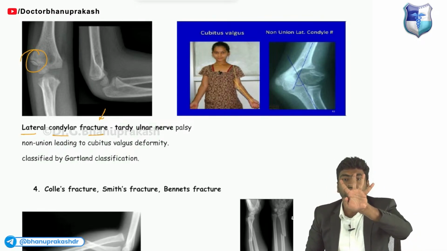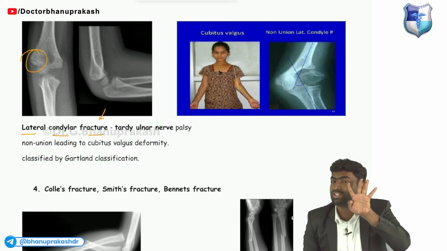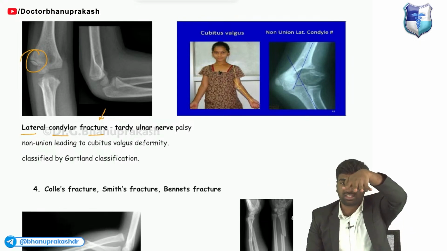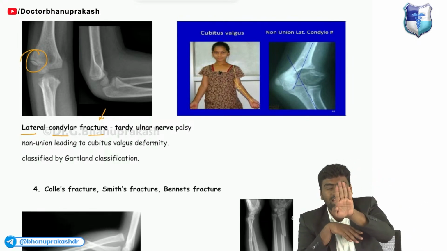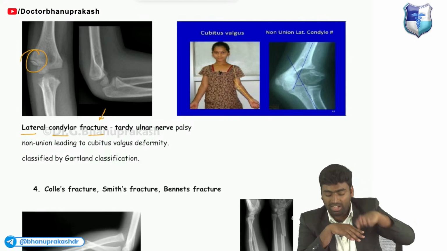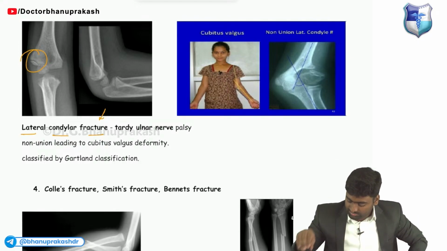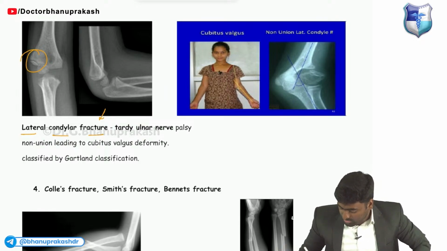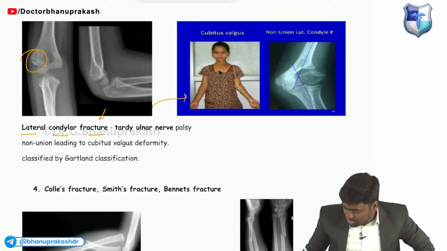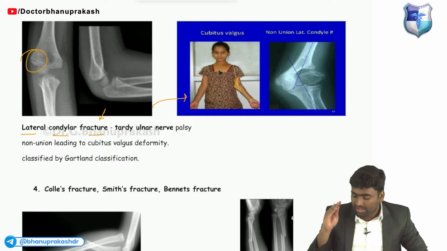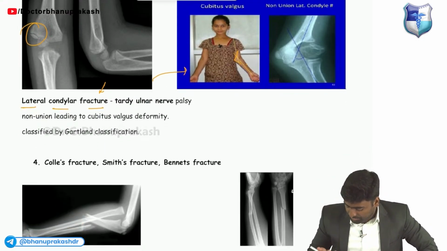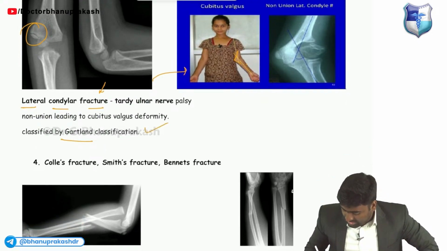Then there is the palmar interosseous and dorsal interosseous. We'll use the adduction test and the Egawa test. Adduction test and Egawa test. We'll do all these, okay? Yeah, good. And this can have a complication known as non-union, which leads to cubitus valgus deformity. Right? And this is classified by the Garland classification.